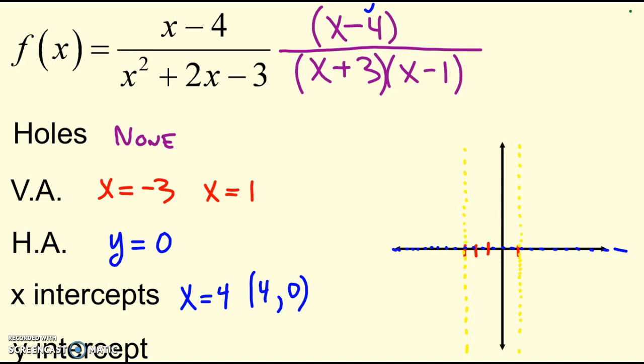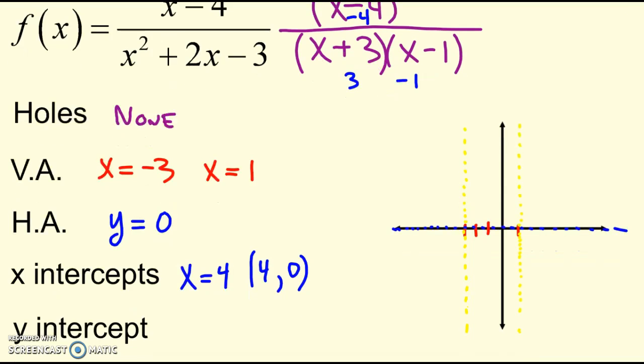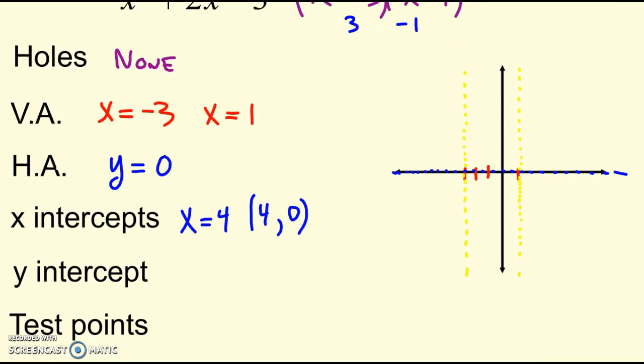And the y-intercept for this one, if I put 0 in for x, what do I get out for y? Well, that's going to be a negative 4 over a 3 times a negative 1. So 3 times negative 1 is negative 3, and negative 4 over negative 3 is going to be a positive 4/3. So (0, 4/3) is a y-intercept. And so now let's do test points.